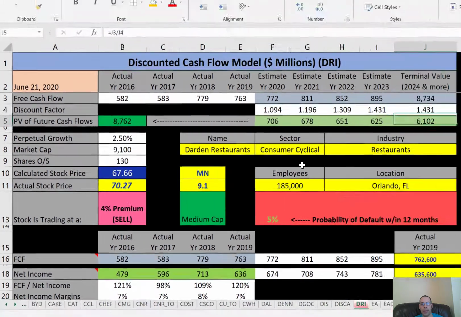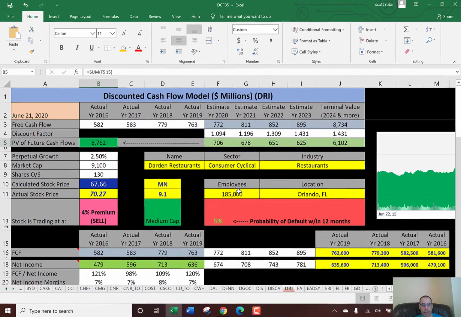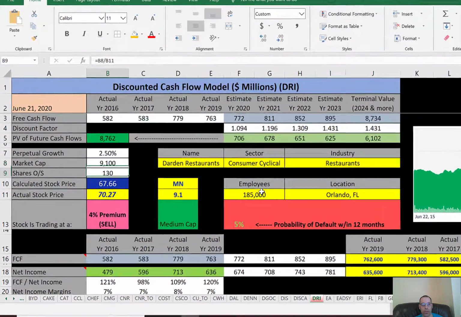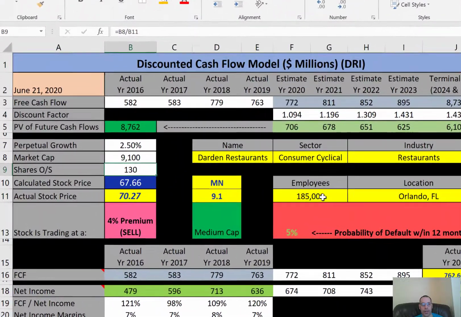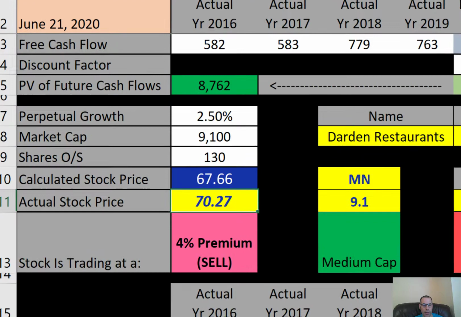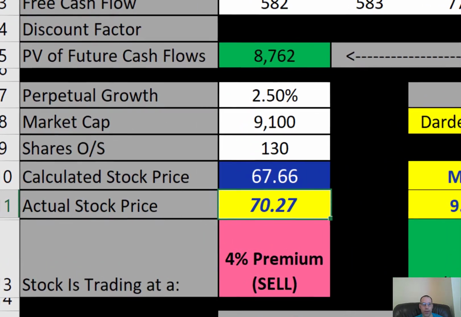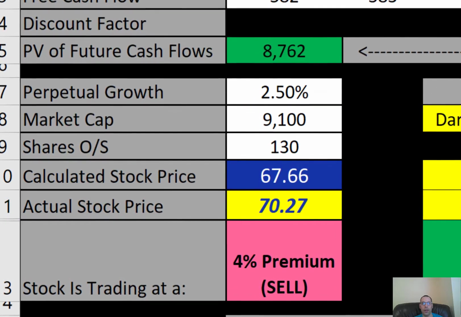Then we discounted those numbers back to today's value. And then we come up with the value of the company of $9 billion. We divide that by 130 million shares, and we get an intrinsic stock price of $67. They're trading at $70, so trading at a 4% premium. So it's a sell according to the model, but it's really close to trading at intrinsic value.